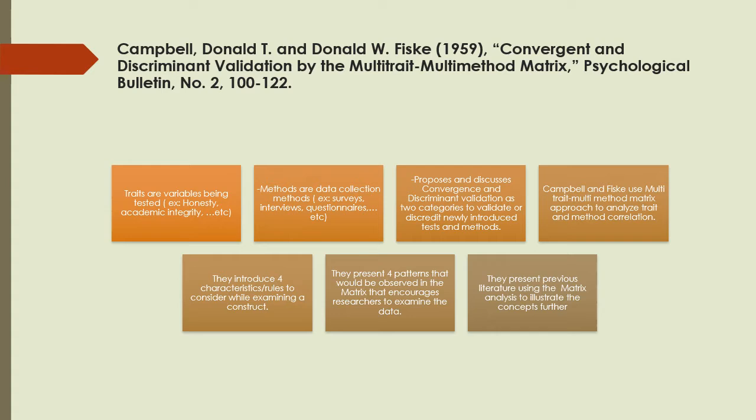This is a very fundamental article in the literature, and it had a massive impact and contribution to researchers in various domains. However, it's not the easiest to follow, so I'm just going to introduce the bigger keywords that they heavily use in the article. Traits are qualitative variables being tested by researchers, and they hope to measure them, such as honesty and academic integrity. While methods are the data collection, measurements, and methods used to analyze these traits, such as surveys, interviews, or questionnaires.